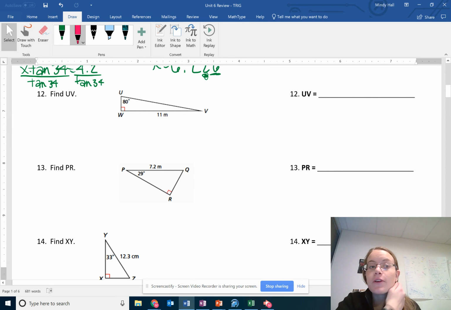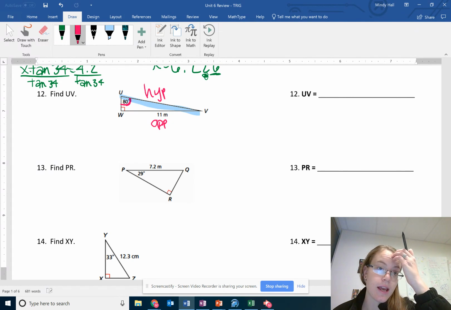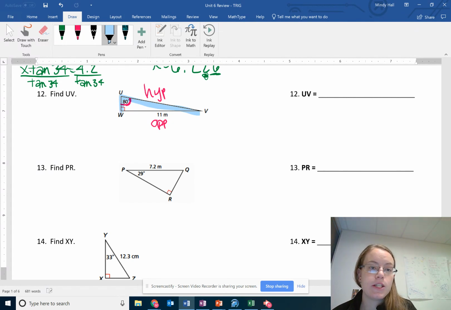Okay, so for UV, looking at this 80-degree angle, UV is our hypotenuse. So I'm just going to go ahead and label that right now, hypotenuse. And 11 is opposite of that because it does not touch the sides of the angle. Notice the 11 is not highlighted. So for opposite and hypotenuse, that would be sine because sine is the SOH. So sine of 80 equals opposite, which is 11 over hypotenuse, which we don't know.